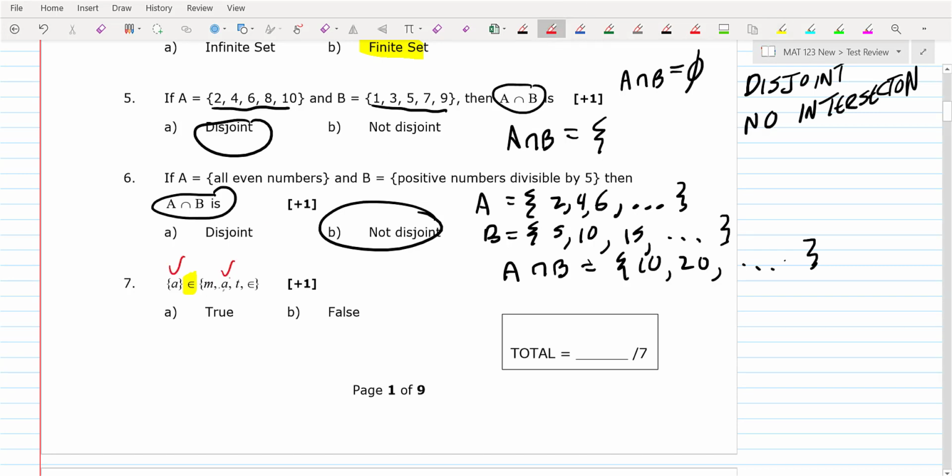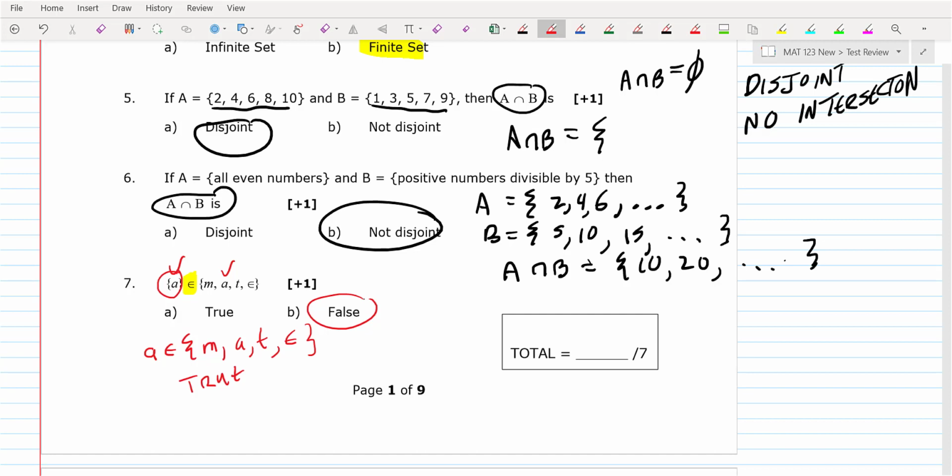A is an element of that set, but the problem is this is asking whether this set is an element. That's not true. If I wrote this problem this way, A is an element of {M, A, T, epsilon}, that's true. That is true, but this is a set, so it's false. That, to me, is the most difficult thing to wrap your head around on page 1.